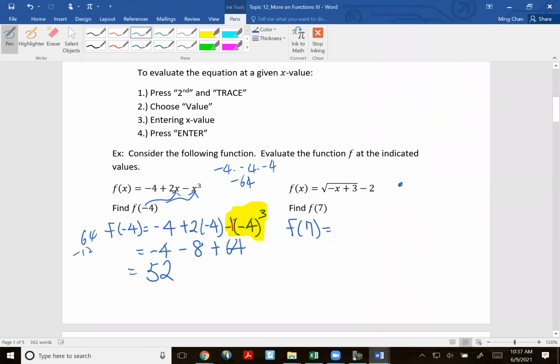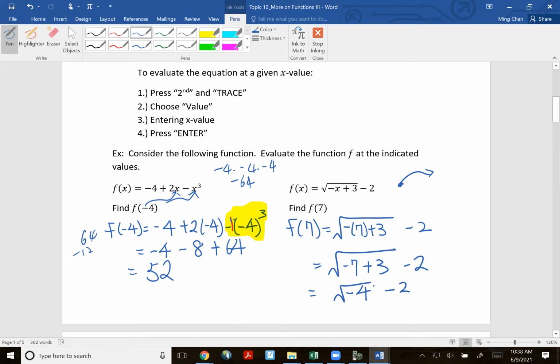I remember the square root function was something like this. Square root of negative 7 plus 3, and then minus 2 on the outside. All right, negative 1 times 7 is negative 7. Negative 7 plus 3. So this is going to be square root of negative 4, minus 2, which you know, square root of negative 4 is 2i.